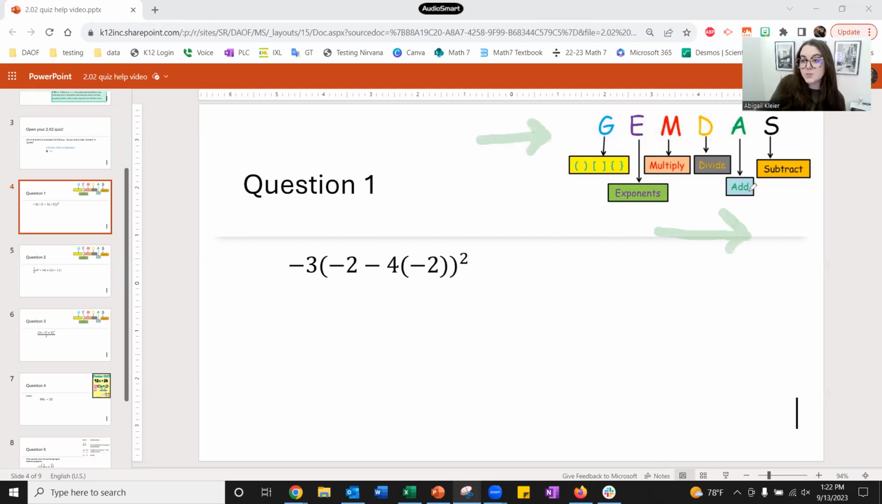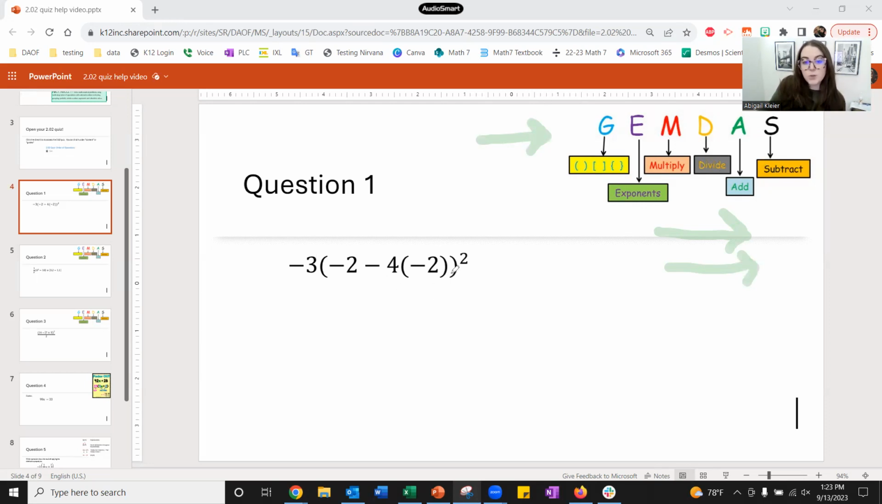And then same for addition subtraction. Addition subtraction is our fourth step, and you would also do that one from left to right. So you technically have four different steps here that you're completing: grouping symbols, exponents, multiplication, division, and then addition or subtraction. So let's go ahead and take a look.